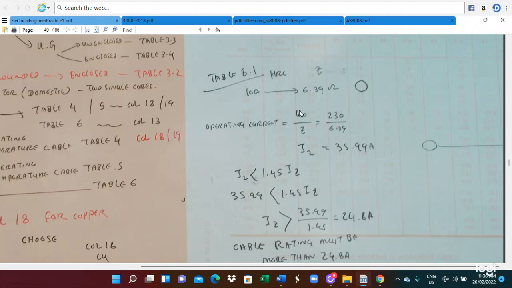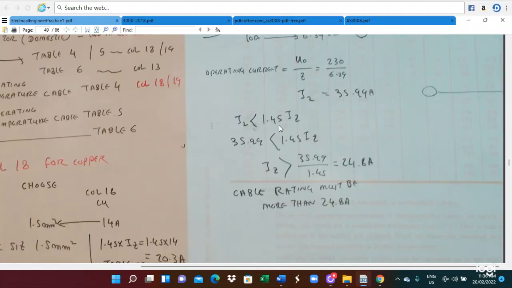We determine the fault loop impedance by using table 8.1, and the voltage drop by the fault loop impedance current is 35.9 volts. Then, substituting into the formula, we must calculate the IZ value. The IZ value is 24.8. This 24.8 does not agree with the 1.5 millimeter square cable because the current is only 40 ampere. Therefore, we go back and look at the AS3008 tables, and then we can determine the appropriate cable size.